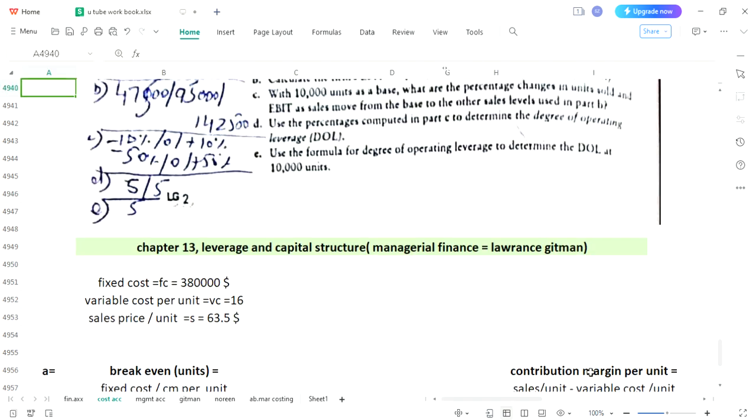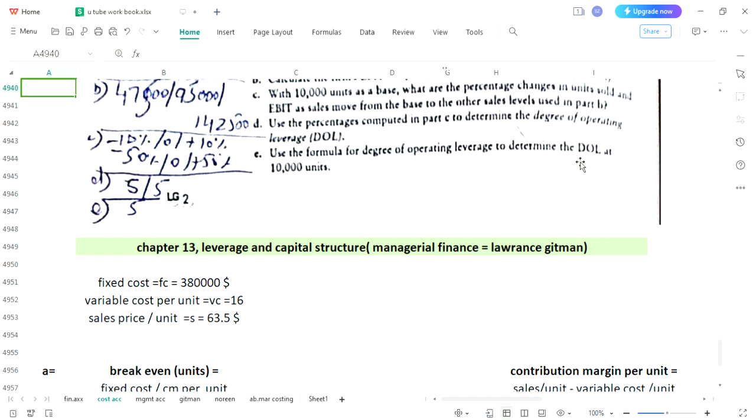Look over here, you were asked to use this percentage computed in part C to determine degree of operating leverage. 5 and 5. D part has been solved. Since the base was 0, you may mention it or you may not. D part has also been completed. Now we will see what E part is saying. Use the formula of degree of operating leverage to determine degree of operating leverage at 10,000 units.